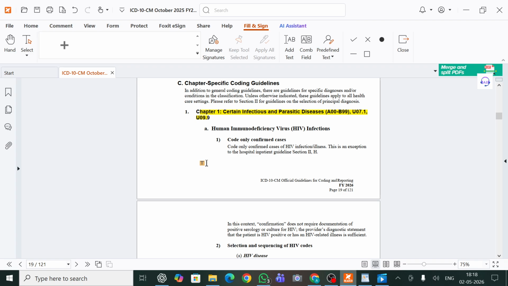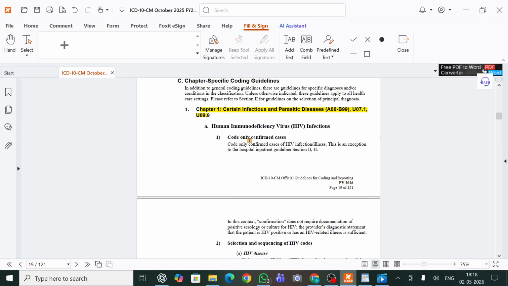So in that infectious and parasitic disease chapter we will see first the HIV positive condition for HIV infections. What cases will we code HIV infection as Z21, R63.7 and B20? So first we will check, code only confirmed cases. Confirmed cases, what does it mean? If the medical record mentions HIV infection or AIDS, at that time we will code B20.